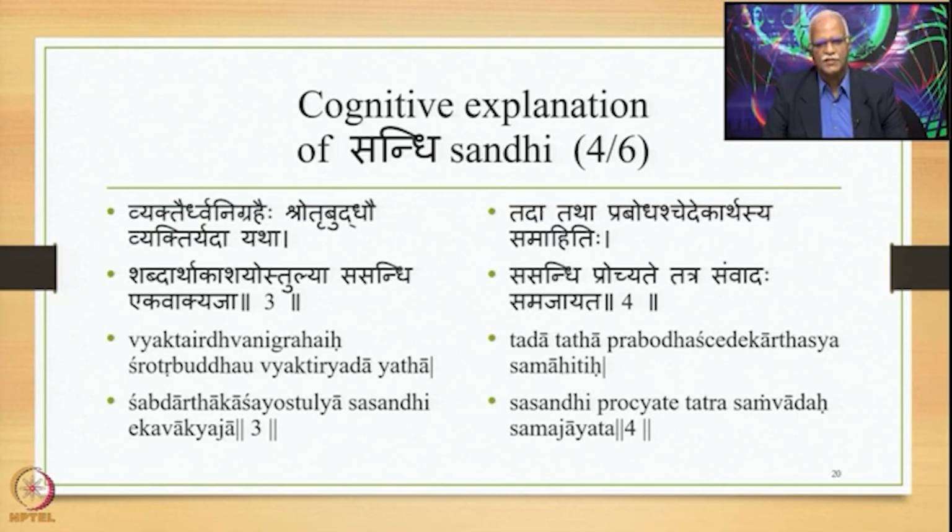And the second set of verses is this: Vyaktair dhvanigrahai shrotru buddhau vyaktir yada yatha shabdartha kashayostulya sasandhi ekavakyaja tada tatha prabodhaschet ekarthasya samahitihi sasandhi prochyate tatra samvadas samajayat.